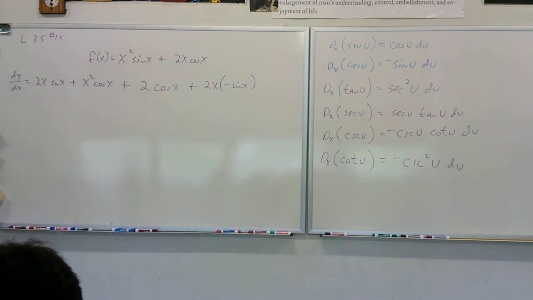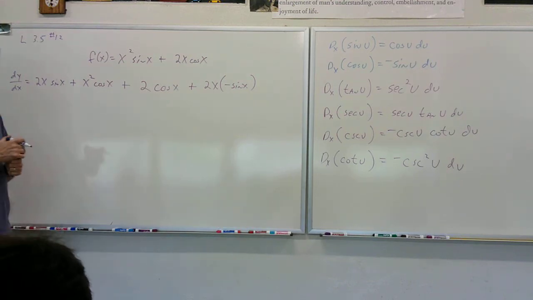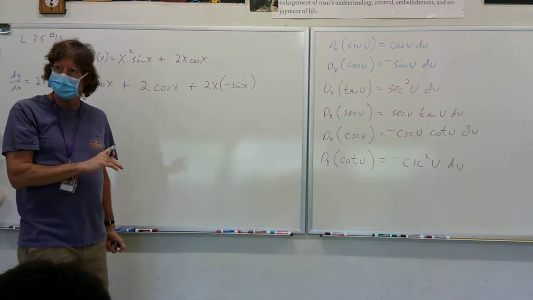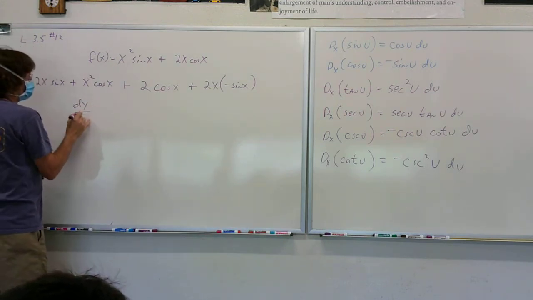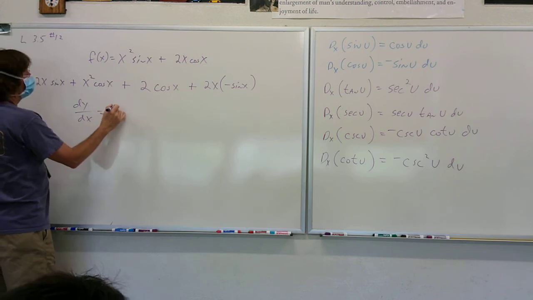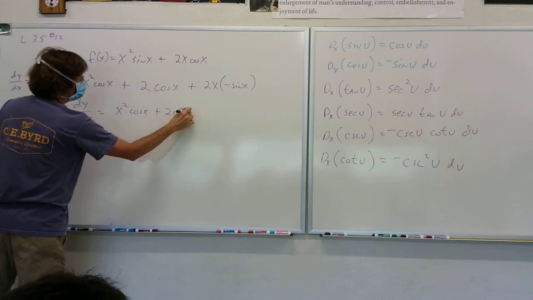I did something wrong. I jumped to simplifying it before I made sure everyone was happy with the slope of the tangent line formula. Everybody happy with the slope of the tangent line formula? Is that okay? If you are not happy, please let me know, because I am a kind, caring man today. All right. So really we're going to end up with dy over dx equals x squared cosine x plus 2 cosine x.